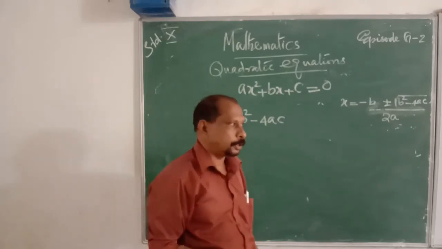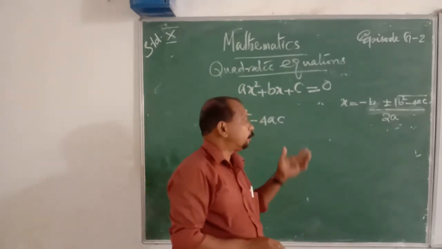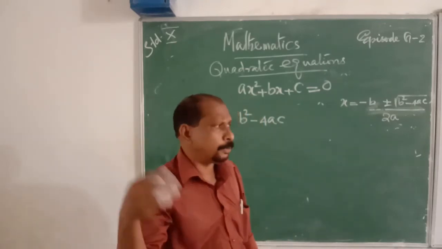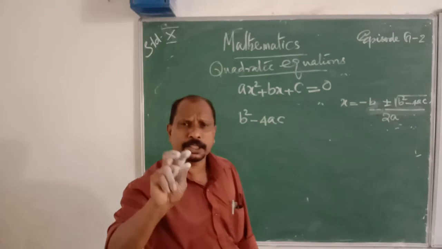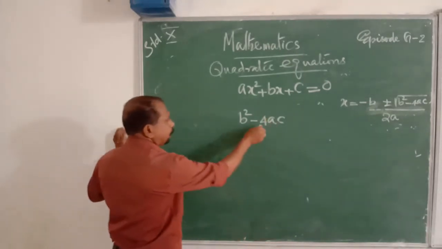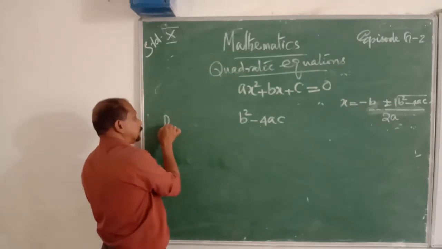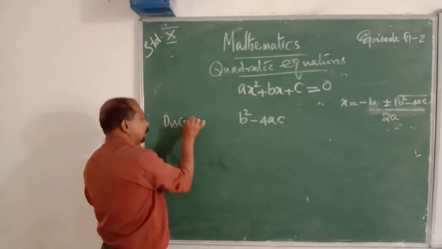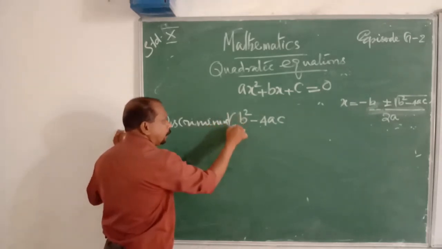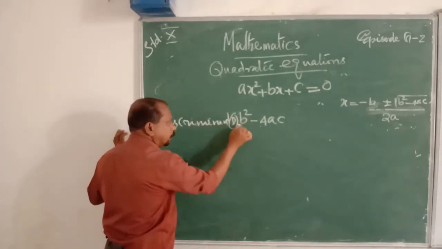That is, b square minus 4ac is equal to 0. And for the third one, b square minus 4ac is minus 4. That means it is less than 0. Therefore, there is no solution. Therefore, b square minus 4ac is known as the discriminant. The notation for it is capital D is equal to b square minus 4ac.